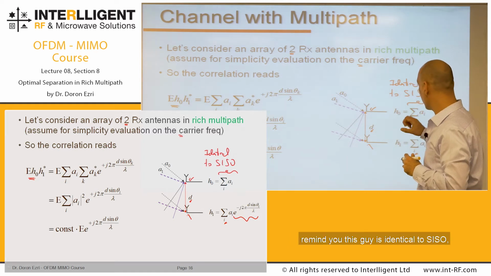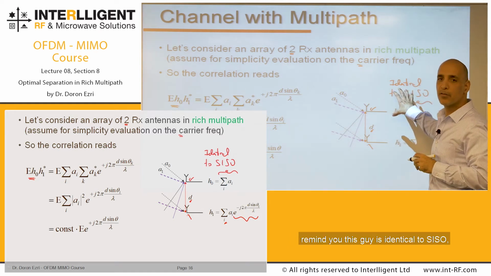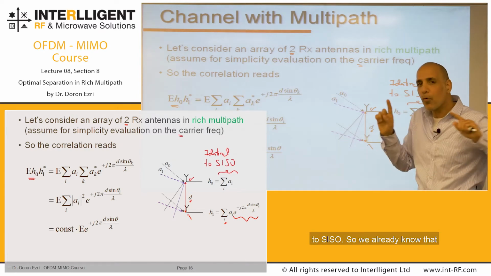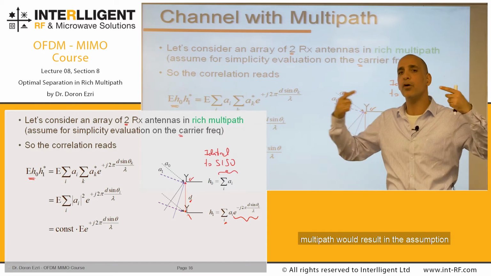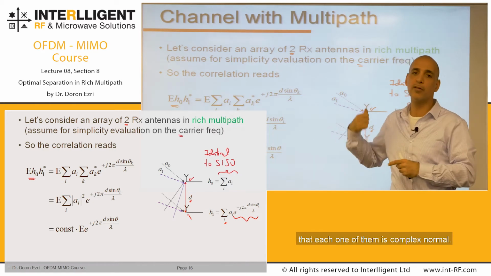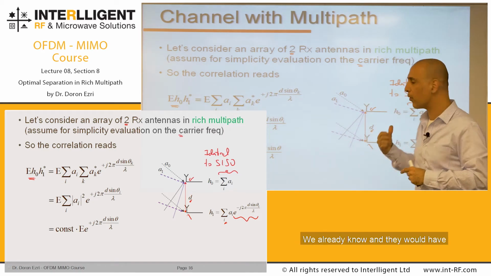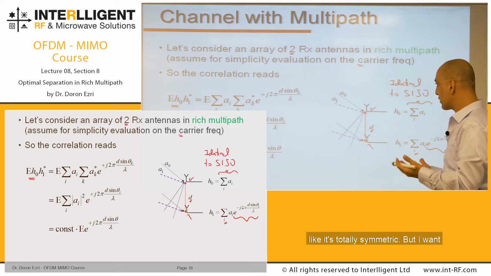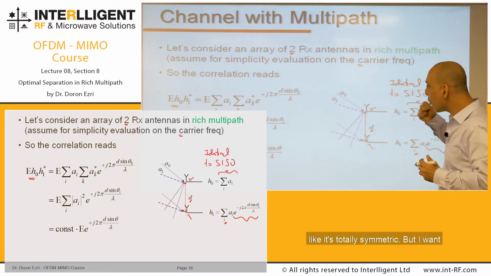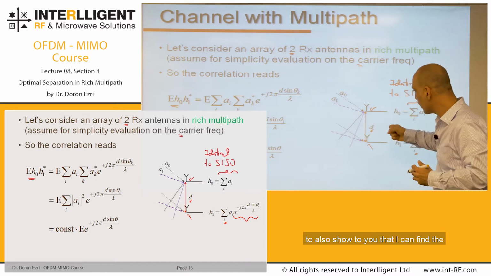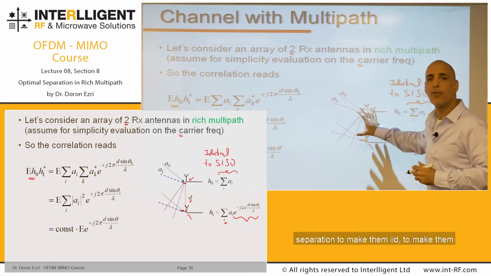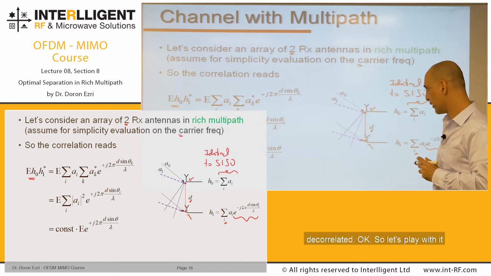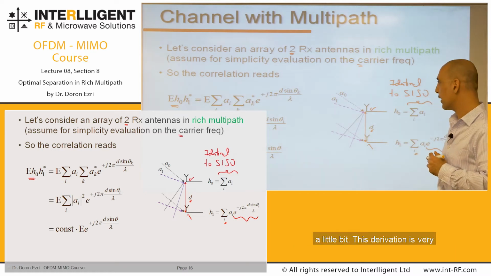Again, I remind you, this one is identical to SISO. Essentially, also this one is identical to SISO. So we already know that multipath would result in the assumption that each one of them is complex normal. We already know they would have identical power because it's totally symmetric. But I want to also show you that I can find a separation to make them IID, to make them decorrelated. Okay, so let's play with it a little bit.